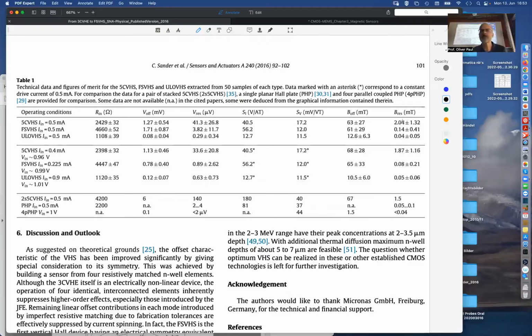So here is the residual B that can be resolved. And so there was 2 millitesla for the 5 contact vertical sensor, was 140 microtesla for the fully symmetrical, that was 40 microtesla for the Ulofs.